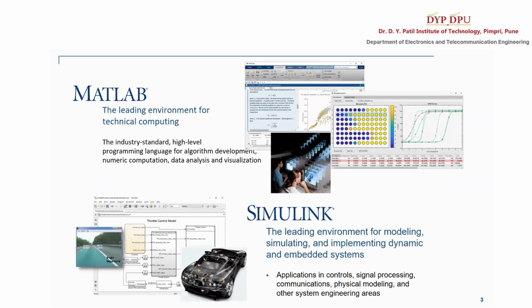MathWorks has two flagship products, MATLAB and Simulink. MATLAB is basically used for algorithm development, numeric computation, data analysis, and visualization. Simulink is a leading environment to create models and implement dynamic systems. Now you'll find that people are moving ahead and have started using AI with Simulink. Let me see if I have an opportunity to showcase one such example. I will try to showcase it to you all.